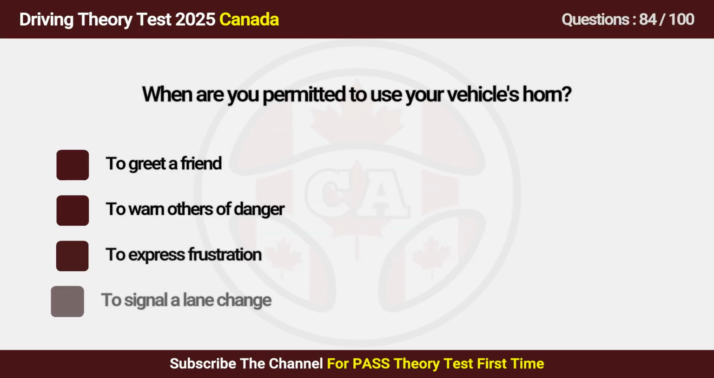Question 84. When are you permitted to use your vehicle's horn? A. To greet a friend. B. To warn others of danger. C. To express frustration. D. To signal a lane change.